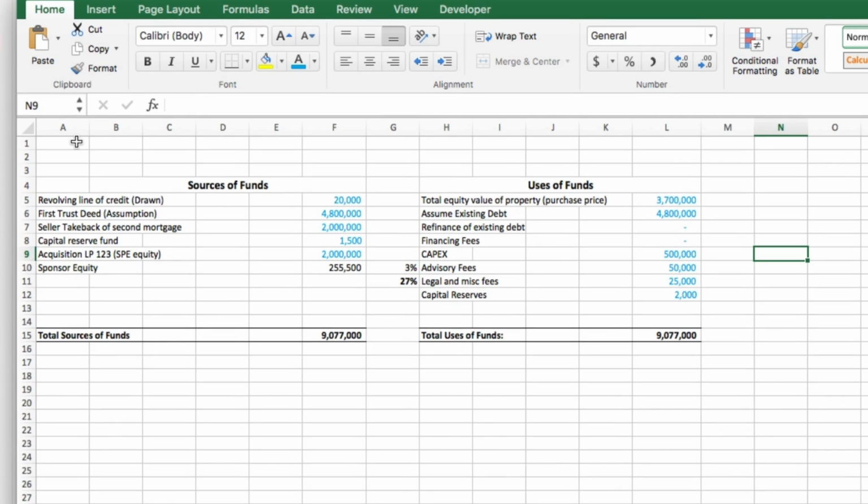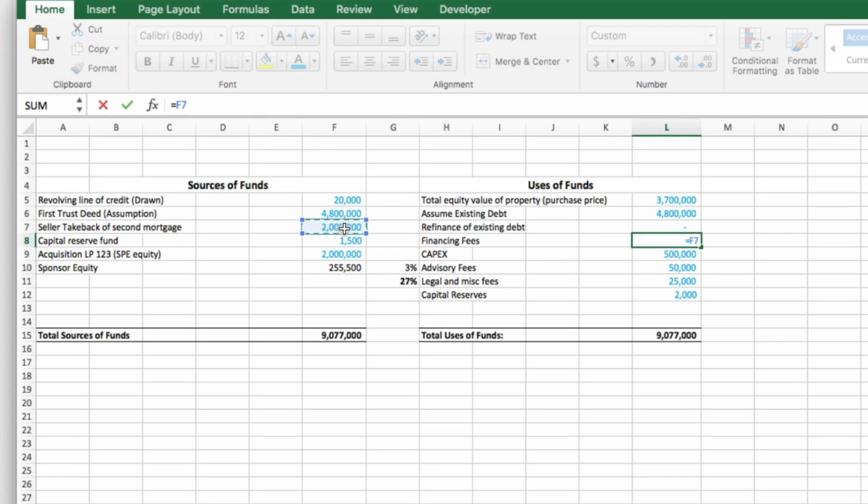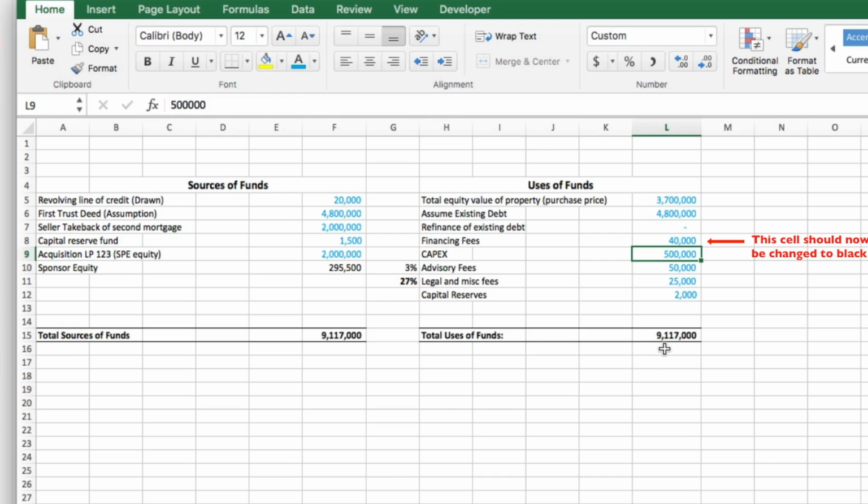Okay, now check this out. It might be possible that the seller might charge you for that second mortgage. Let's say they're going to charge you 2 points. Okay. And so refinancing of existing or financing fees here for this $2 million is going to be equal to this number times 0.02 or 2 points, another $40,000. Check it out. The uses went up, but it stayed exactly the same as the sources. The only thing that really changed here is the amount of equity that the sponsor needs to come to the table with. It went up to $295,500. So really useful table for figuring things out on your own.